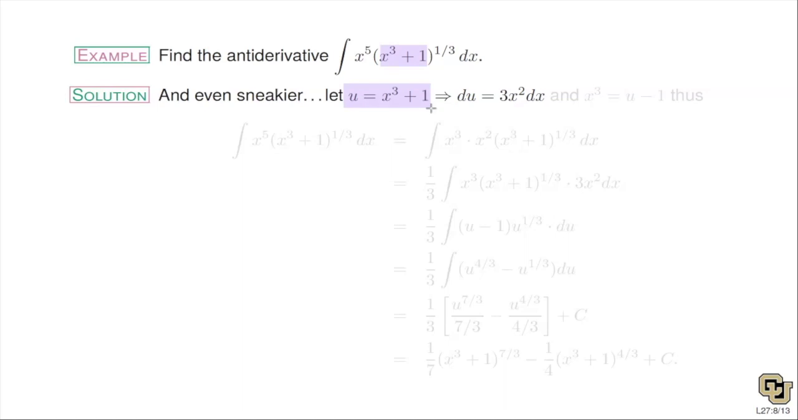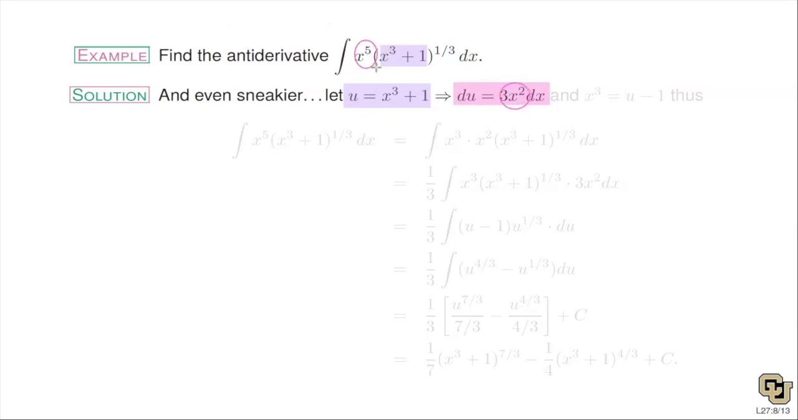But this will work. So here I automatically calculate the du. And I notice the du has a 3. There's no 3. That's not a problem. I can multiply and divide by 3. But the du has an x squared.